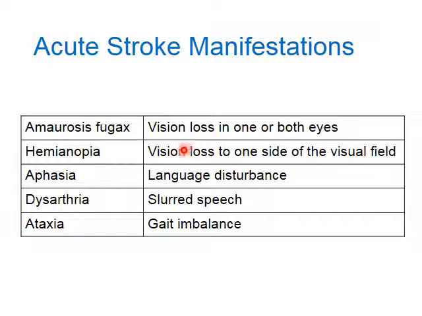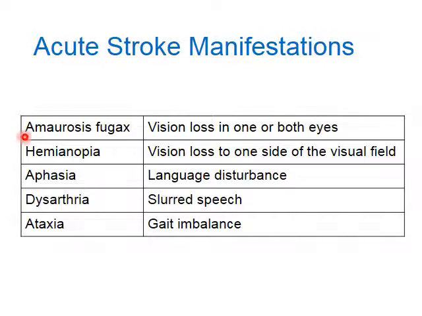Hemianopia basically is loss of vision to one side of one visual field or another. And I'm going to explain visual fields. Not that I'm going to test you in depth on what visual fields are lost. I would never do that. But I want you to know what the term is and what a visual field actually is.